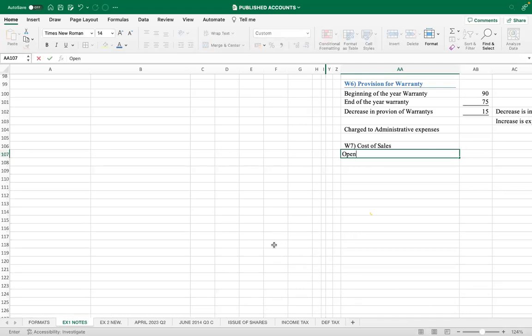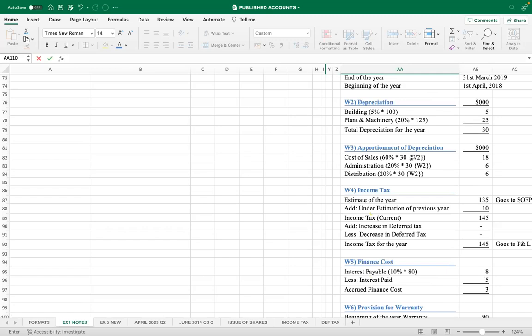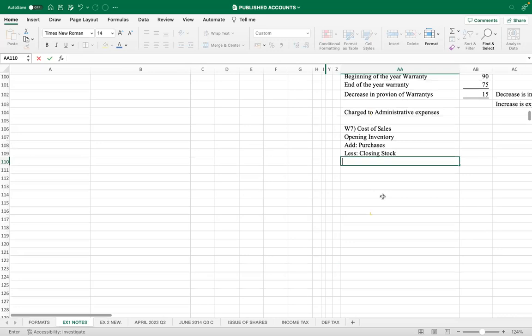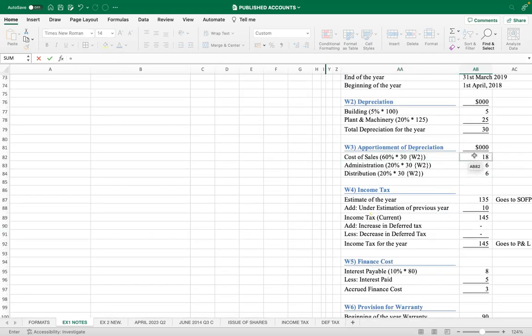How do we calculate cost of sales? There is the opening stock, or let me call it inventory. And then you add any purchases, and then you less closing stock to give you the cost of sales. But there were other adjustments to the cost of sales. Like, for example, you are told 60% of depreciation goes to cost of sales. You are told here, working three. So you add depreciation 60%, working three. Apportionment, the one that goes to cost of sales is 18.